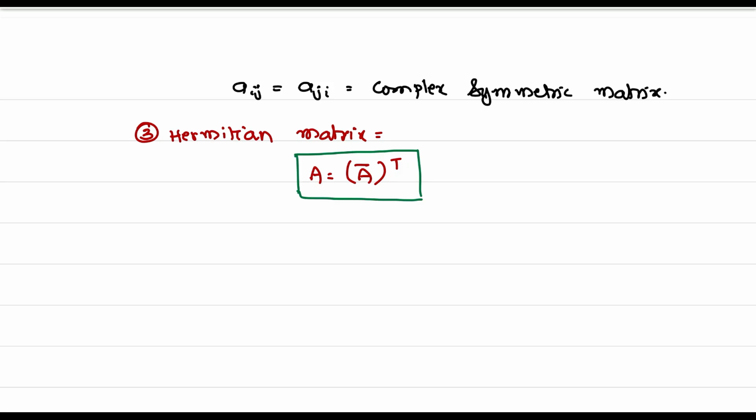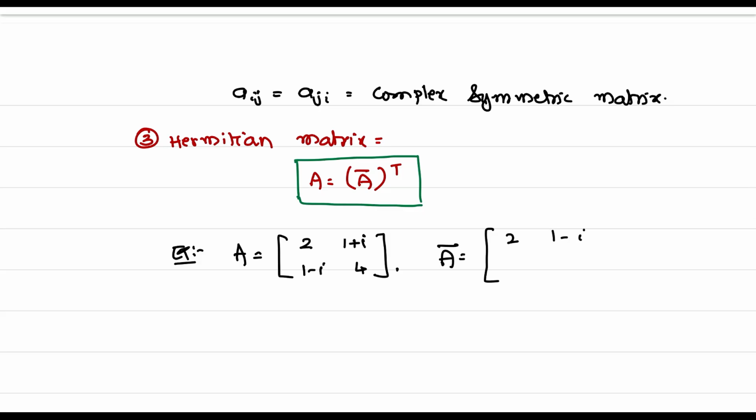Let us take one example so that you will understand well. Example: A is equal to a complex matrix 2, 1 plus i, 1 minus i, 4. What is its conjugate? Conjugate of a real number is always a real number. Conjugate of a complex number, plus becomes minus. That's all. Simple trick. 2 will be 2 only. 1 plus i becomes 1 minus i. 1 minus i becomes 1 plus i. And 4 becomes 4 only.